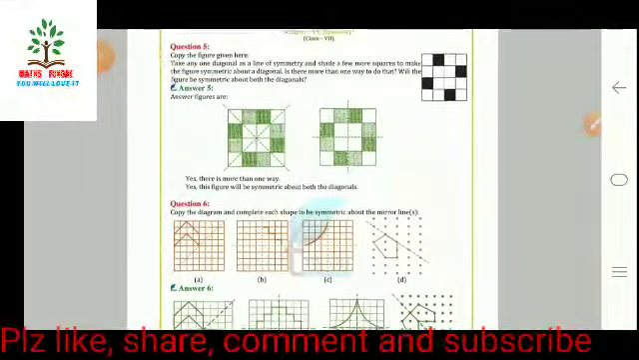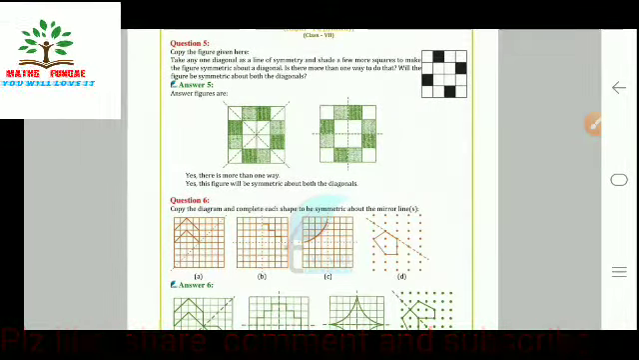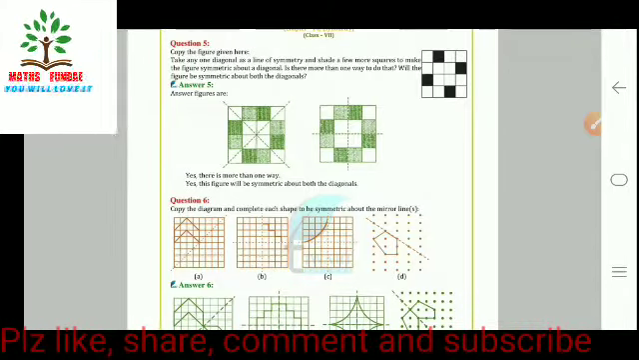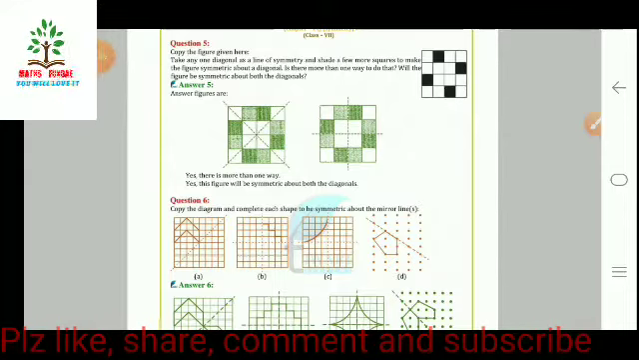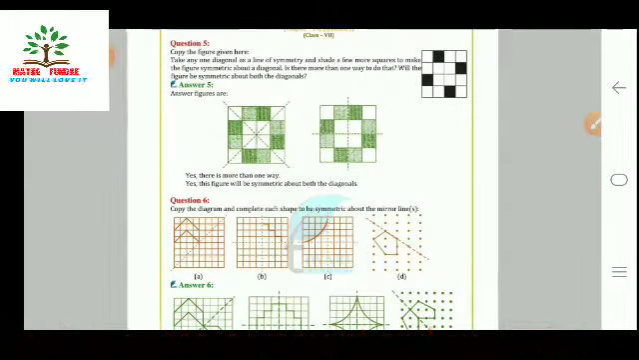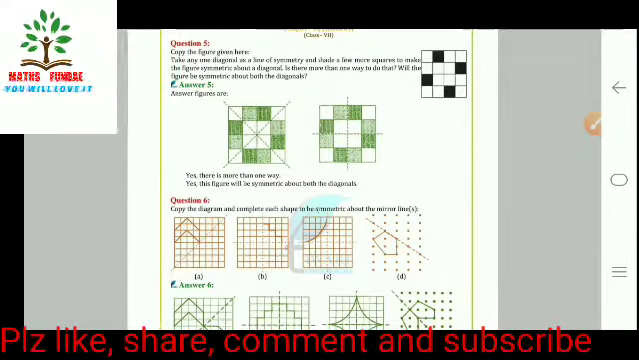Yes, in this question, what is given? Question number 5. Copy the figure given here. Take any one diagonal as a line of symmetry and shade a few more squares to make the figure symmetrical about the diagonal. Is there more than one way to do it? Will the figure be symmetrical about both the diagonals?